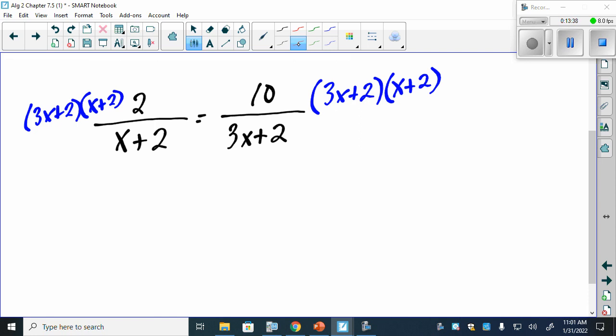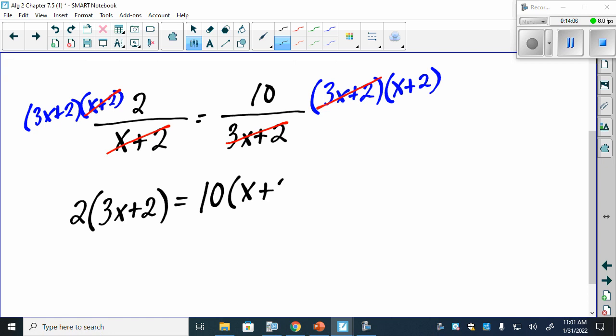Now if we look on the left, the x plus 2 in the denominator will cancel out with the x plus 2 that we're multiplying, which will only leave us with what? 2 times the 3x plus 2. On the right-hand side, the 3x plus 2 in the denominator will cancel out with the 3x plus 2 in the numerator, leaving us with 10 times x plus 2.